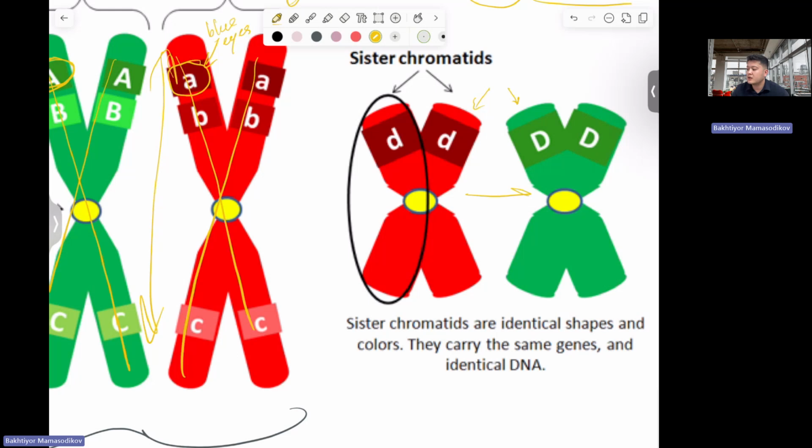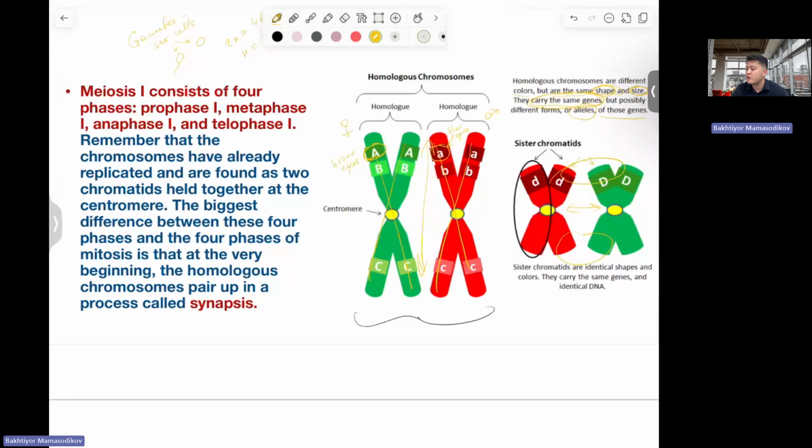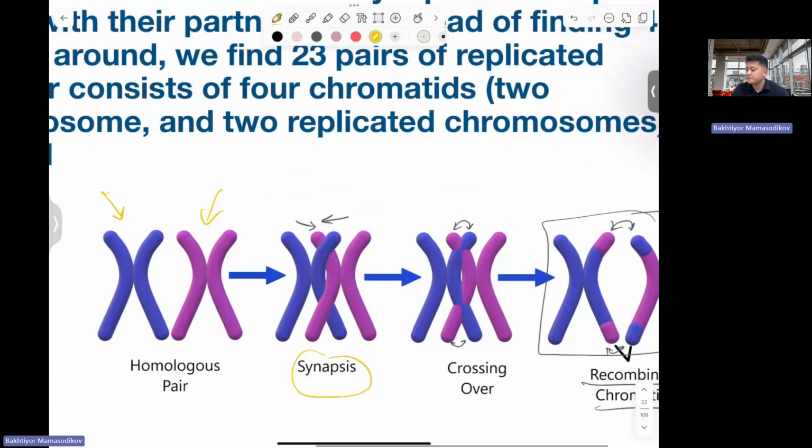They're going to come together in the process called synapses, and they're going to exchange their genetic information. As you can see, this chromatid and these chromatids are exchanging their information between two homologous chromosomes. And this exchanging of the genetic information is called crossing over. So crossing over is the exchange of the genetic material between non-sister chromatids of the homologous chromosomes. And this is always happening. This is important: this is always happening after the synapses.